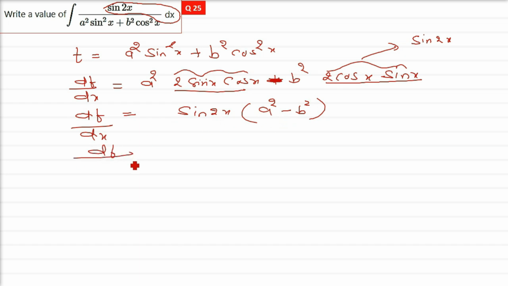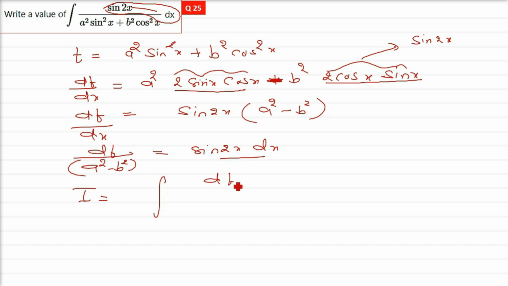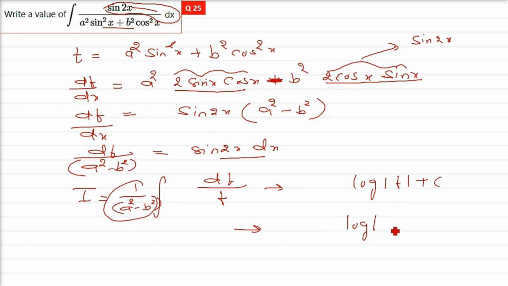If you take dx on the right and a square minus b square in the denominator, dt by a square minus b square will be equal to sin 2x dx. So the numerator we have got, and we need to replace it by dt by a square minus b square. So this will be dt divided by t, taking the constant a square minus b square in the denominator outside, and this t will come because we have assumed it to be. The answer will be log modulus t plus c, and the constant is already there, 1 by a square minus b square, and t will be replaced by the initial thing taken, a square sin square x plus b square cos square x, plus constant of integration. Keep it in the modulus. 1 by a square minus b square will be in front.